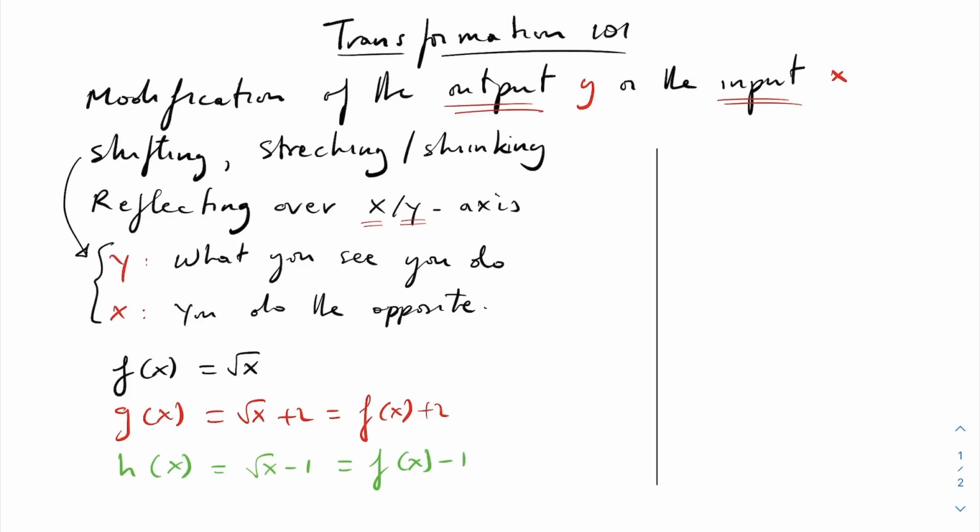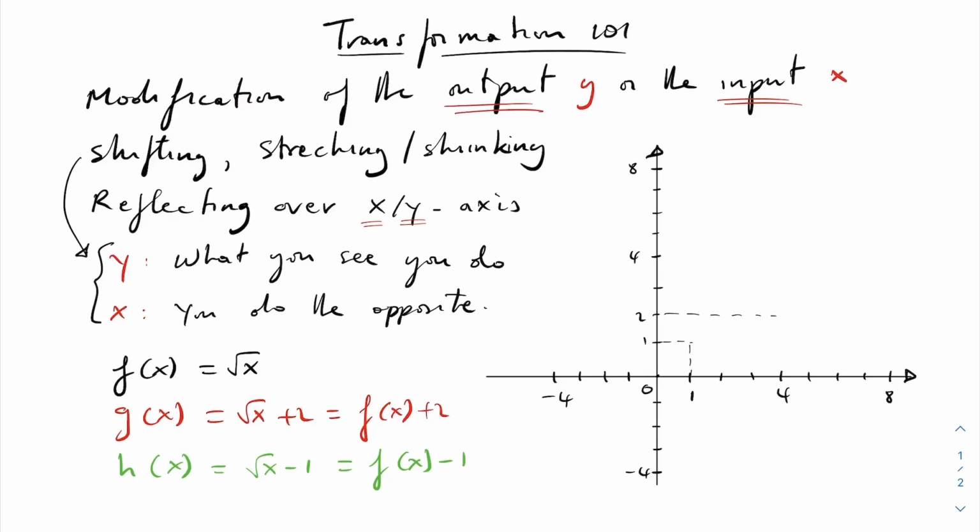To graph these, I'm going to draw my plane here very quickly. And then after I'm done with this, I'm going to first graph the basic function. And then I'm going to show you what happens when this basic function is modified by a shift. For the basic function here, if you've watched my previous video, you know that my basic points are going to be (0, 0), (1, 1), and (4, 2). With these 3 points, I can connect them together to get the graph of the function square root of x.